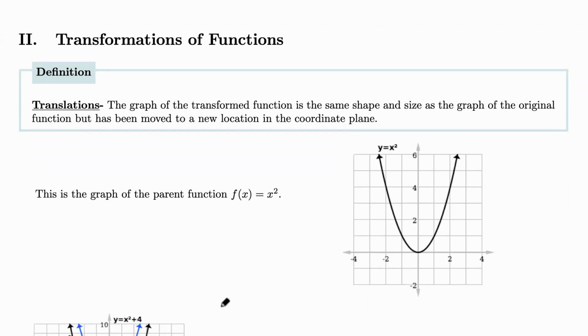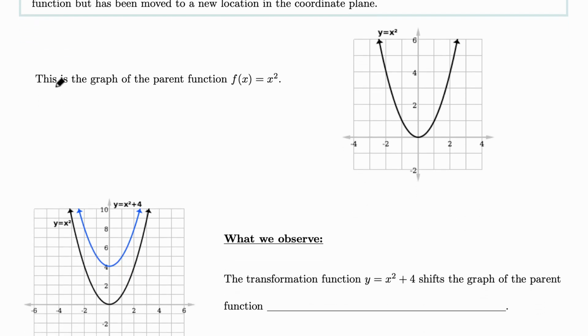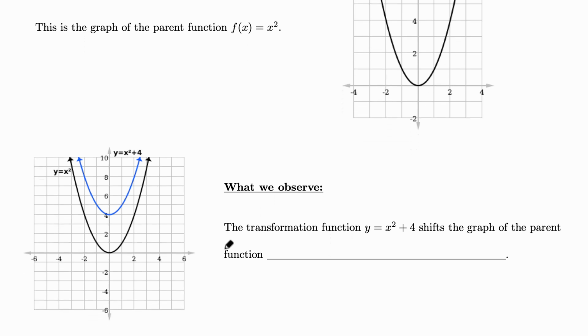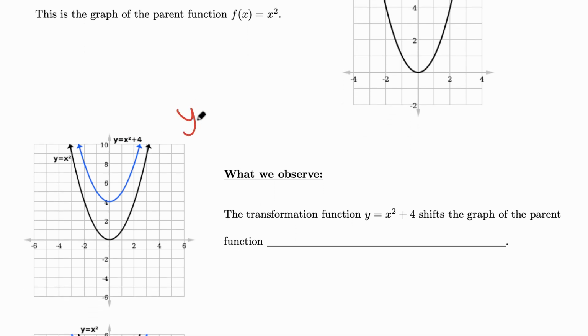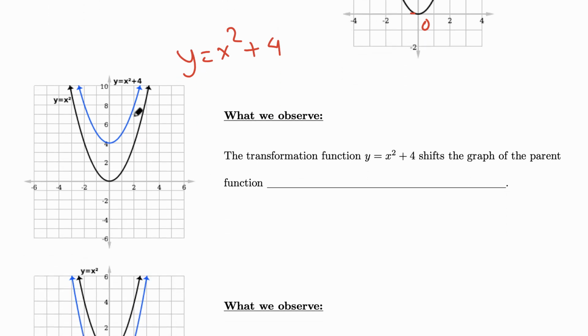Now, transformation of functions. We start with the parent function, then we just move this around and get another function. So here is, let's say, parent function y equals x squared, a parabola. Then when we do y equals x squared plus 4, pretty much we move this whole graph up 4 units. Here is 0, so 1, 2, 3, 4. Just move up like here.